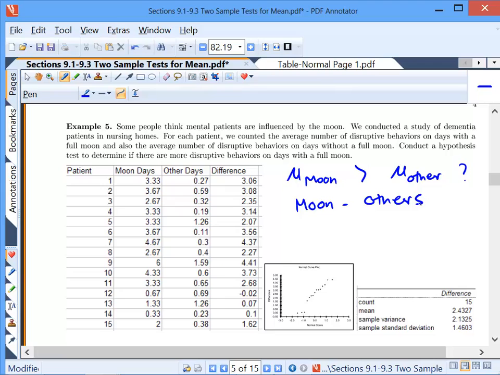So when I look for the mean of the differences, we want to know if that's greater than or less than 0. It should be greater than, because if the mean for the moon is bigger, then we should have big numbers minus small numbers, so it should be greater than 0.